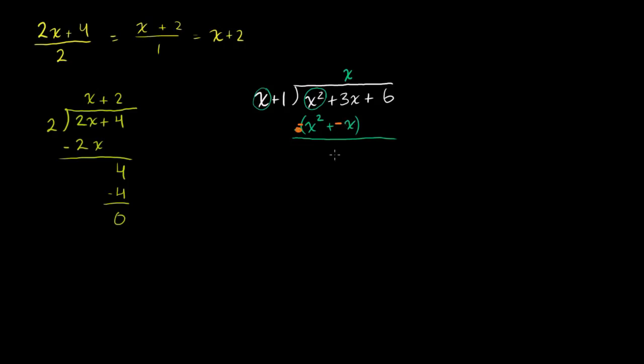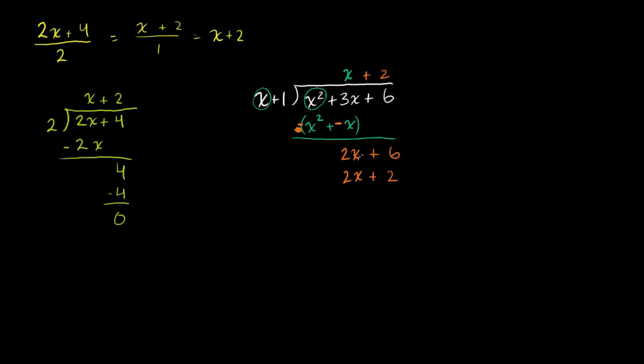3x minus x is 2x. And then you bring down the 6, or 6 minus 0 is nothing. So 2x plus 6. Now you look at the highest degree term, an x and a 2x. How many times does x go into 2x? Well, it goes into it 2 times. 2 times x is 2x. 2 times 1 is 2. So we get 2 times x plus 1 is 2x plus 2.